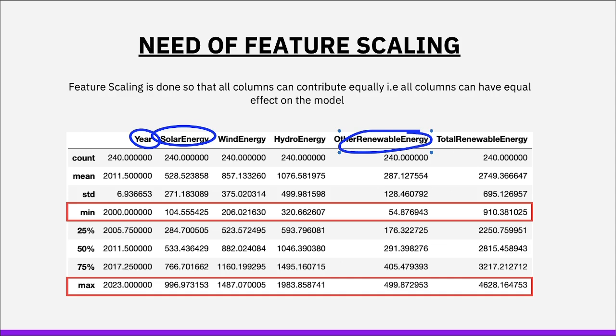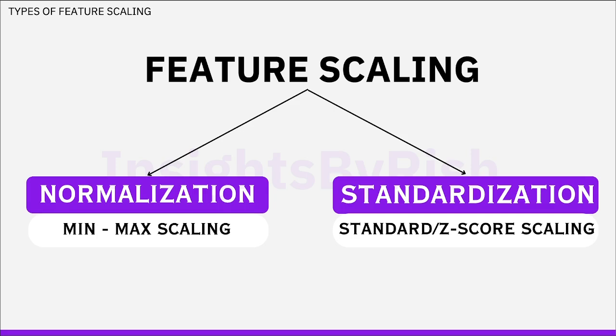Like if the values from the year column fall between the range 0 to 1000, then for other columns as well the values should fall between the range 0 to 1000 and not from range 0 to 5000 or 10,000 or something, because that will again hamper our model's accuracy. So for that we require feature scaling. Now when we move ahead, here we can see the types of feature scaling. Now there are many types of feature scaling, but the two most popular ones that everyone uses are normalization and standardization. Now normalization is also called min-max scaling, while standardization is also called standard scaling or z-score scaling, and we'll talk about both of them.